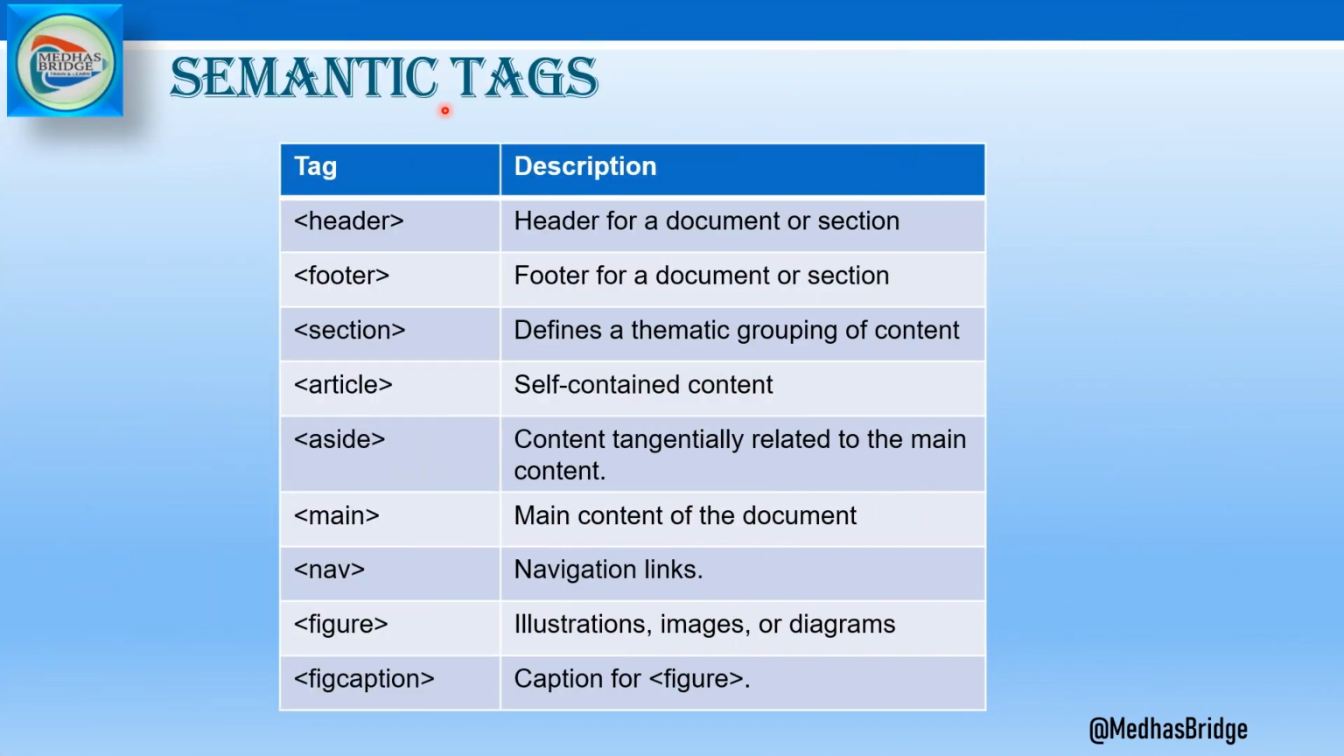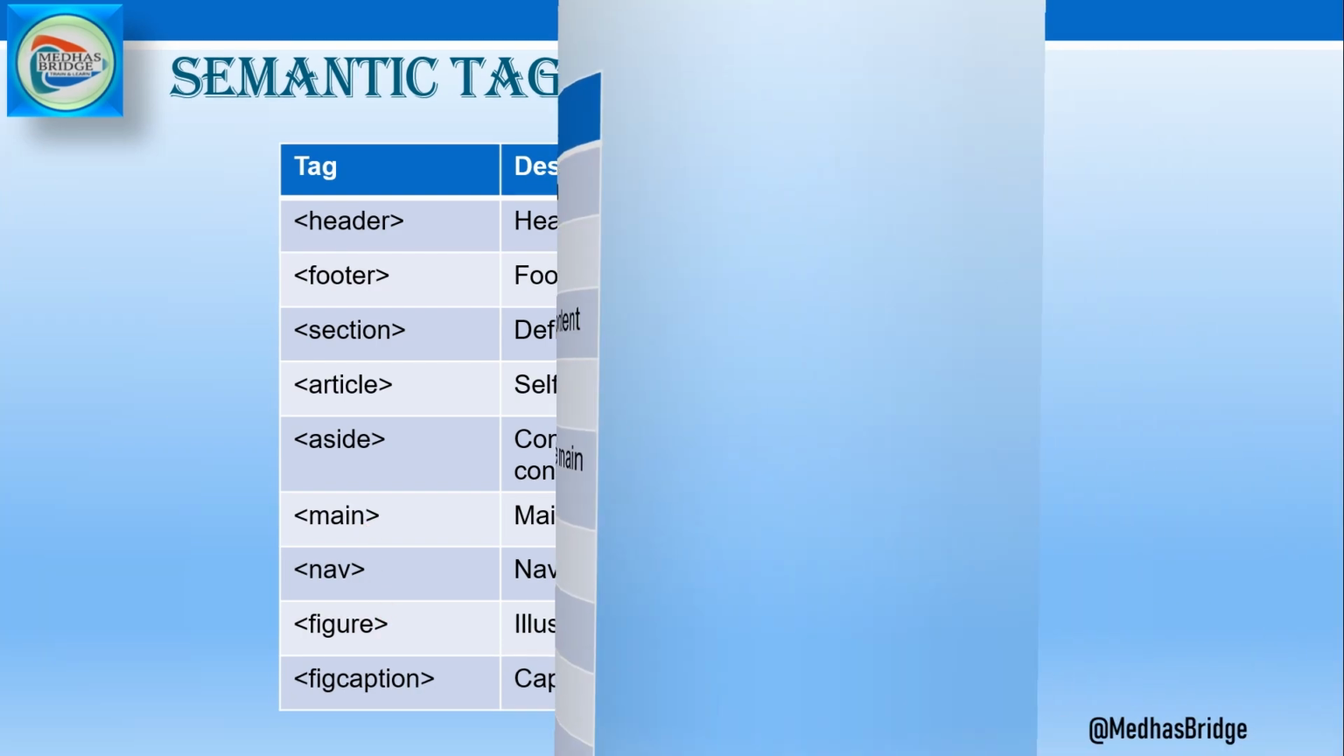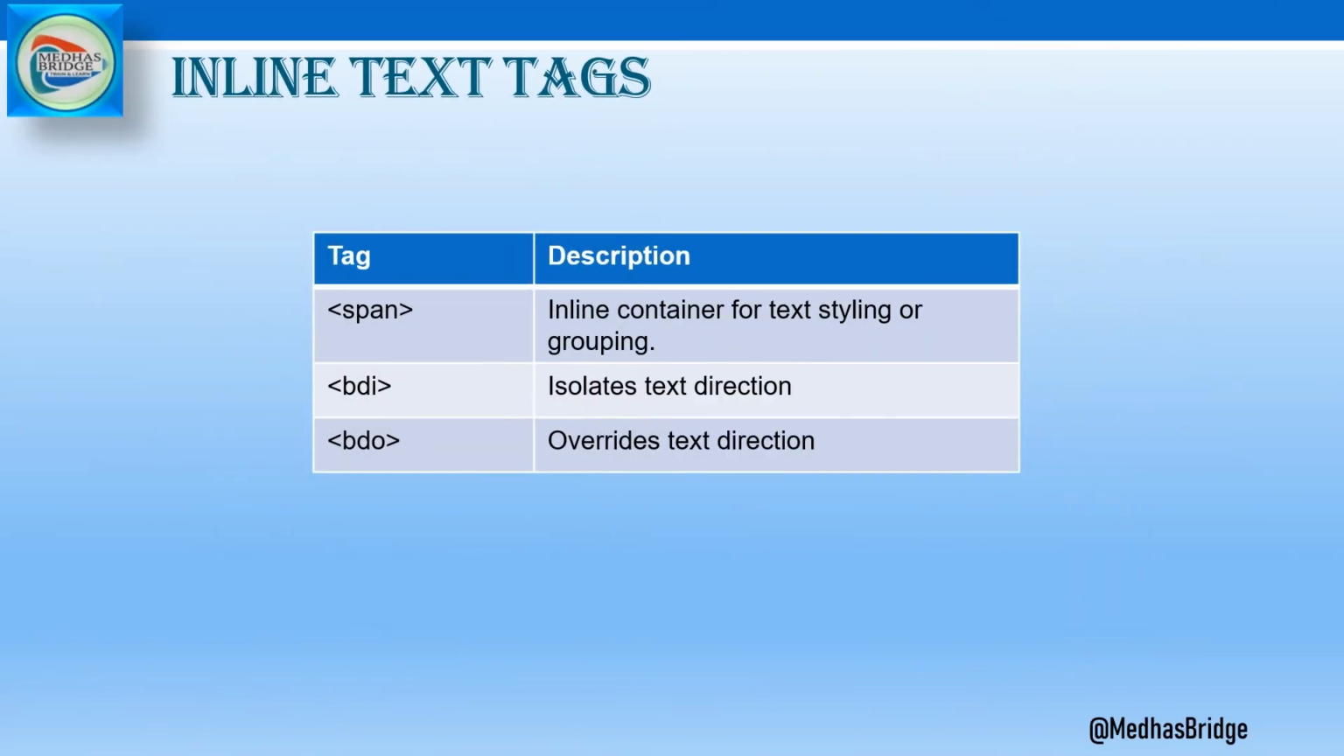Here are the semantic tags: header, footer, section, article, aside, main, nav, figure, figcaption. Here are a few inline text tags: span, BDI, BDO. BDI isolates text direction, and BDO overrides text direction, for which we use these. We will see them in our upcoming example sessions.